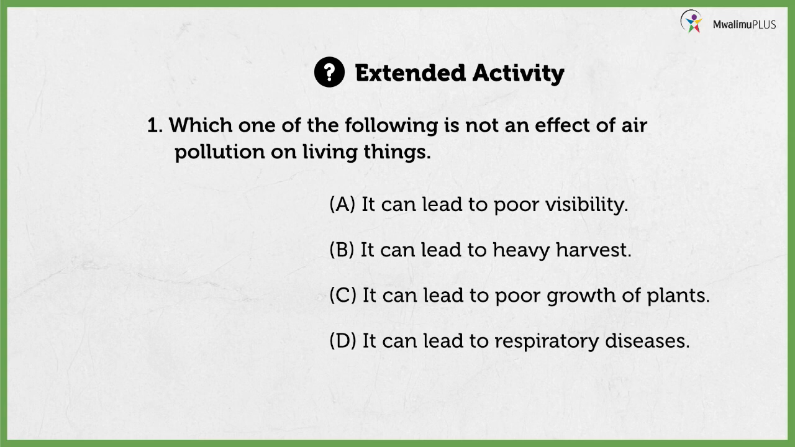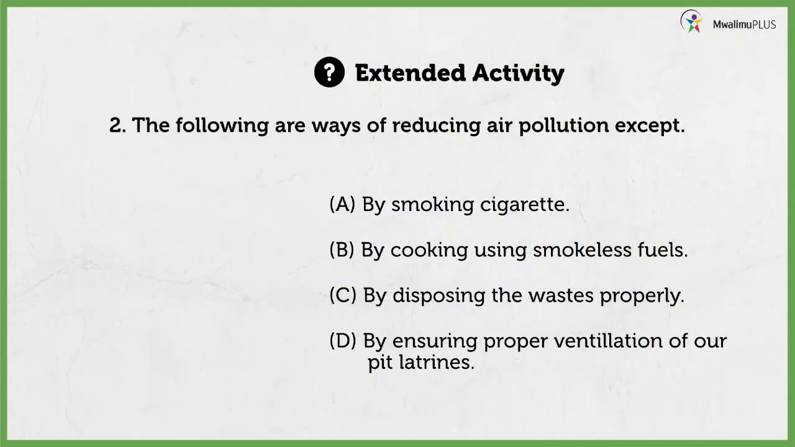In the next one, we read like this. The following are ways of reducing air pollution except: A, by smoking cigarettes. B, by cooking using smokeless fuels. C, by disposing of the waste properly. D, by ensuring proper ventilation of our pit latrines. Back there at home, do that work and provide the correct answer.